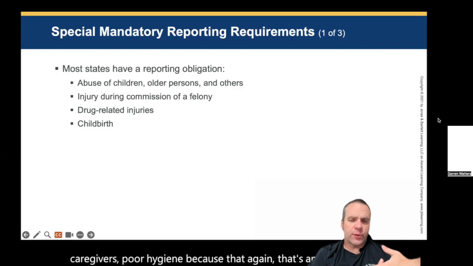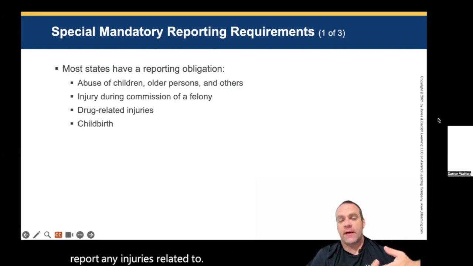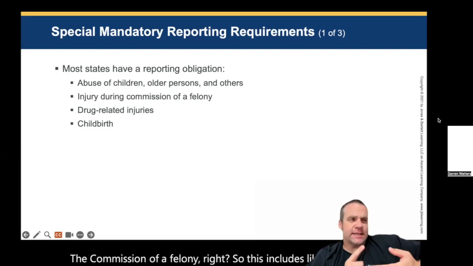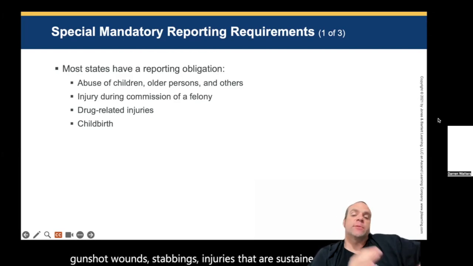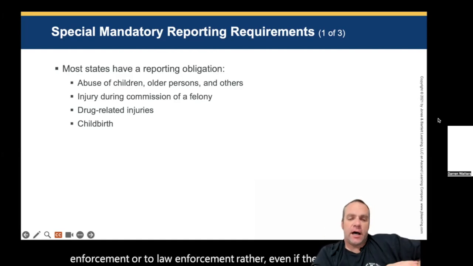You would also want to report any injuries related to the commission of a felony, right? So this includes like gunshot wounds, stabbings, injuries that are sustained during like assaults, criminal acts. Those also must be reported to law enforcement. Even if the patient refuses, you're still going to report that stuff.